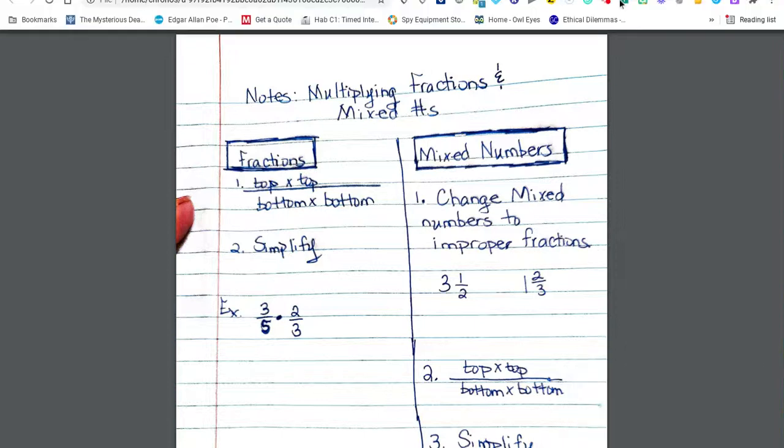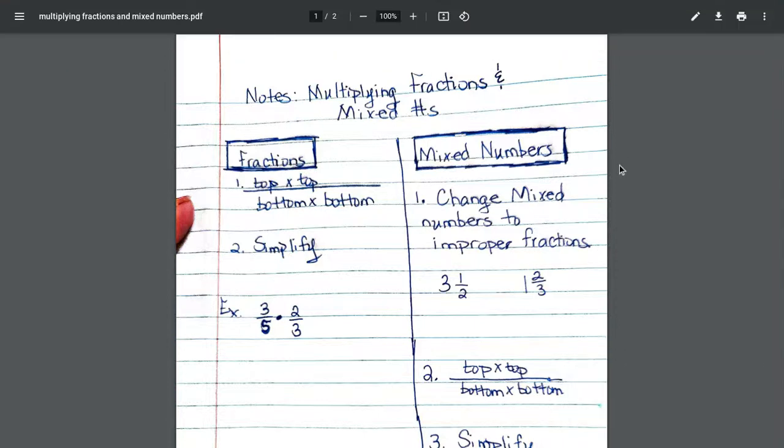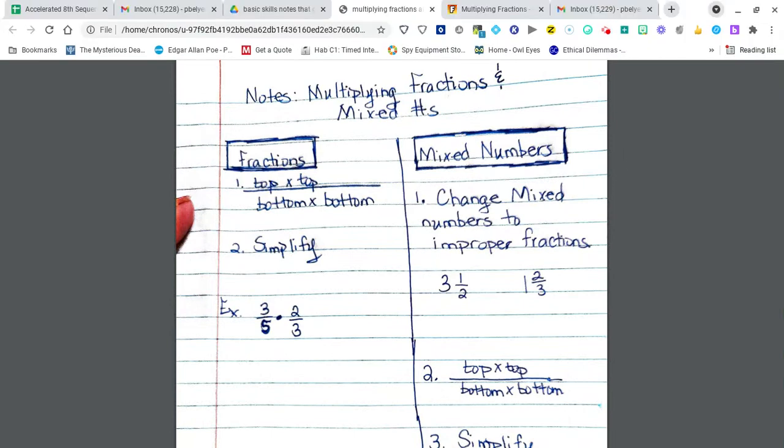All right, so for this video, we're going to practice and learn about multiplying fractions and mixed numbers. But before I get into these steps, I am going to show you a video on multiplying fractions, okay? And then we'll go into the steps and some examples.